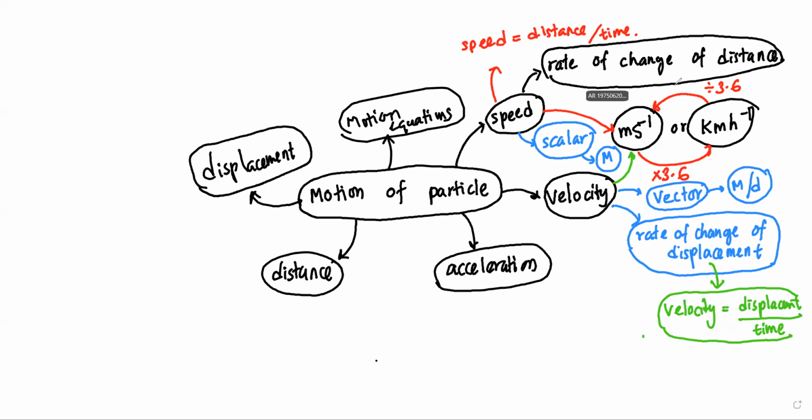Now, the next thing is the acceleration. So acceleration is what we call the rate of change of velocity. Rate of change of velocity.